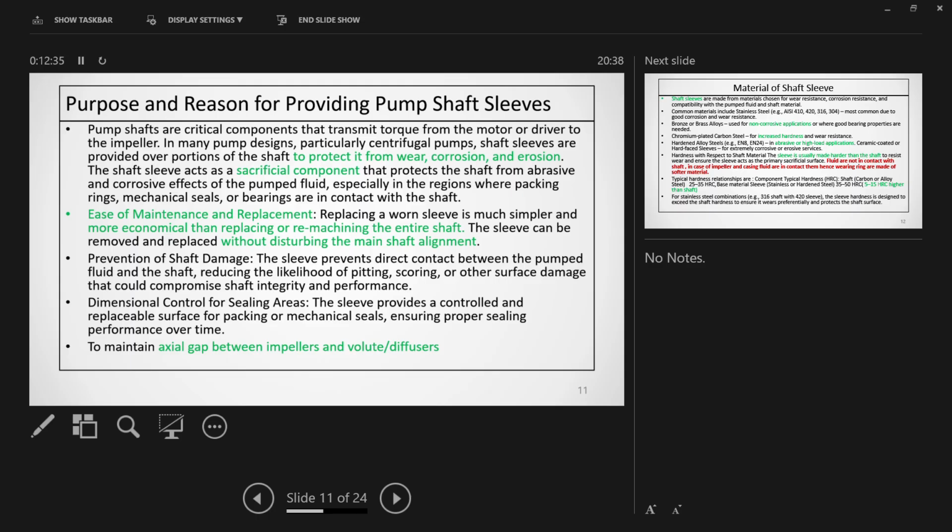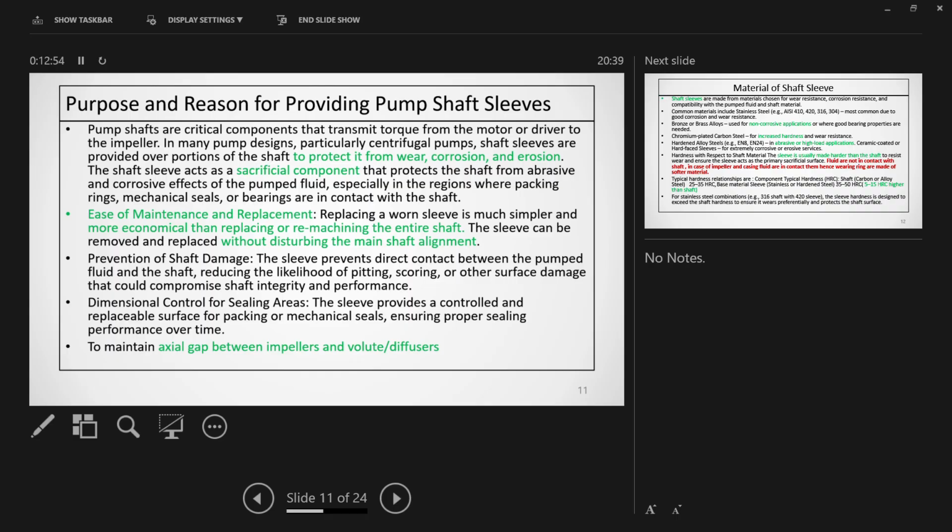It is easy to maintain and replace, because you need not take the shaft out from the bearing. Remachining of the entire shaft is impossible and time consuming. That can be avoided without disturbing the main shaft alignment. As you are not taking the shaft out from the bearing, there is no need of doing any alignment also.